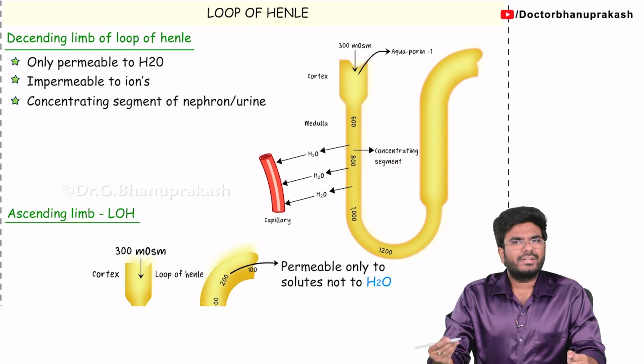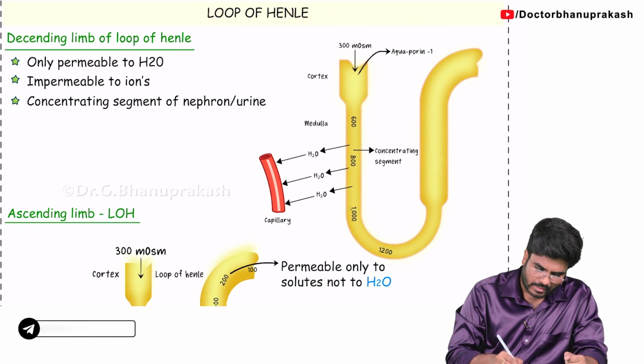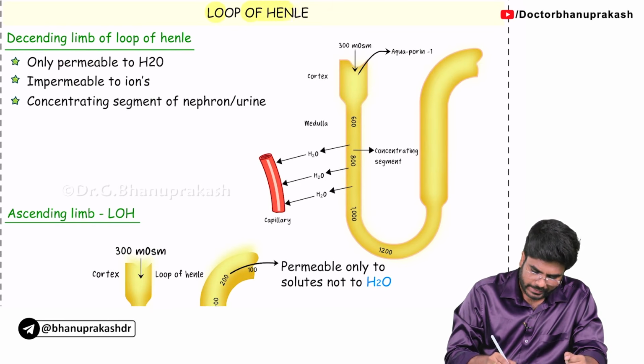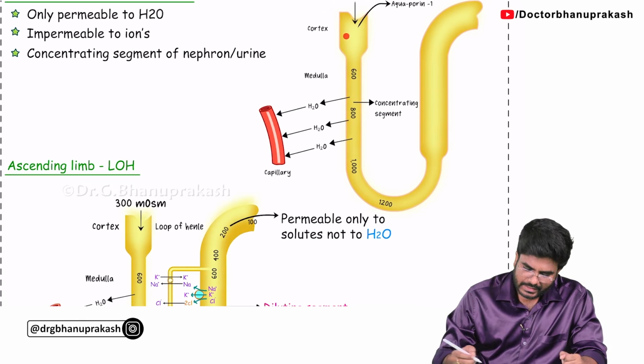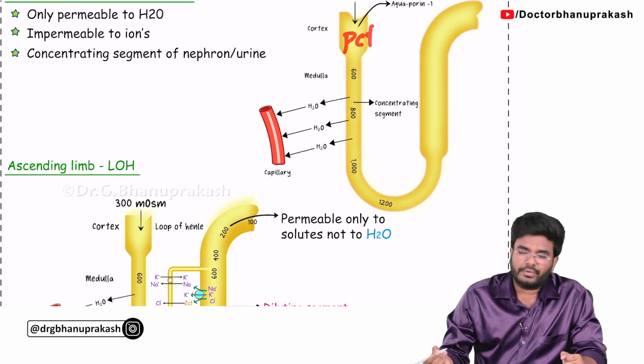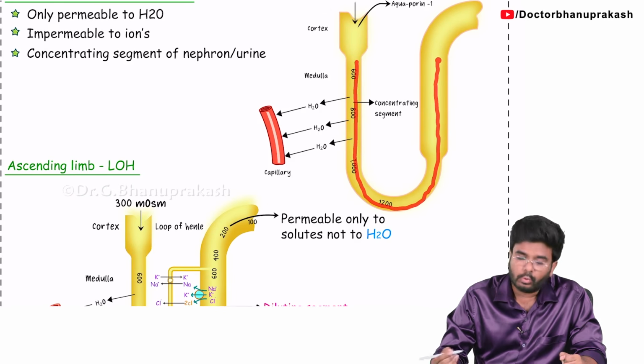Welcome back guys. After discussing the proximal convoluted tubule, now let's discuss the loop of Henle. Now look at this diagram. Here is the proximal convoluted tubule, and this proximal convoluted tubule is continuing as this loop of Henle. Okay, here is the loop of Henle.